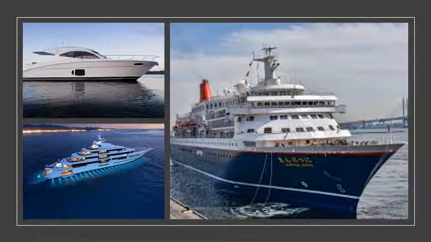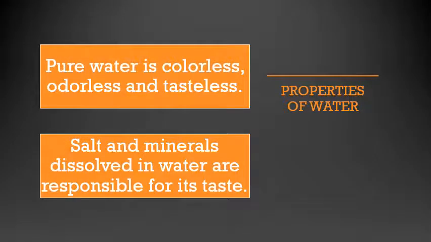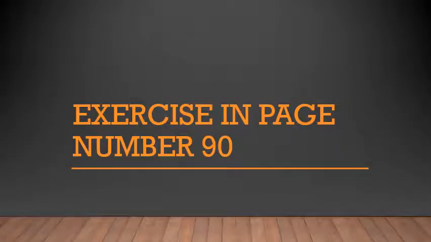Okay, then what are the different properties of water? Here we are talking about pure water. Pure water is colorless, odorless and tasteless. Clean water will not have any color. It does not have any smell. Odorless means no smell. Tasteless, they don't have any taste also. That's the purest form of water. The salt and minerals dissolved in the water are responsible for its taste. Even the water that you use at home, it is all because of the salt and minerals that are present in that water. Understood?